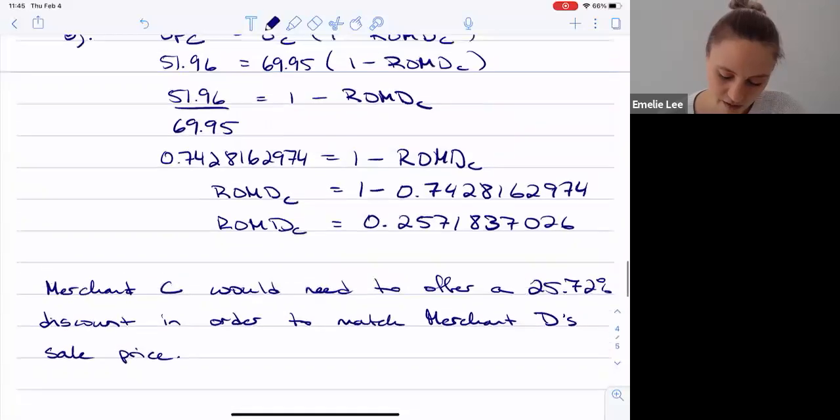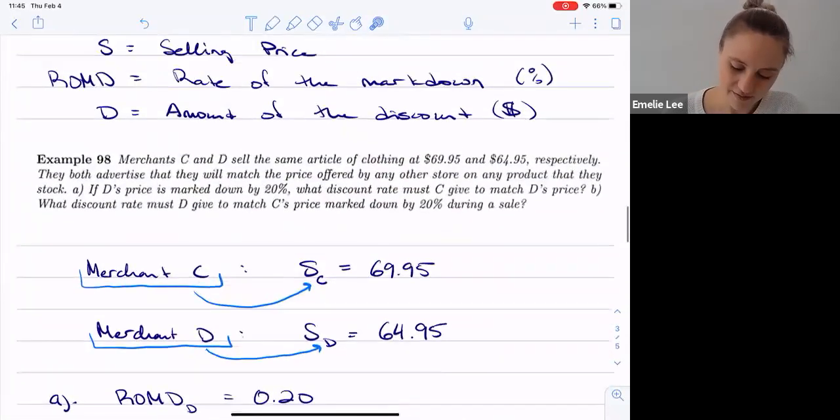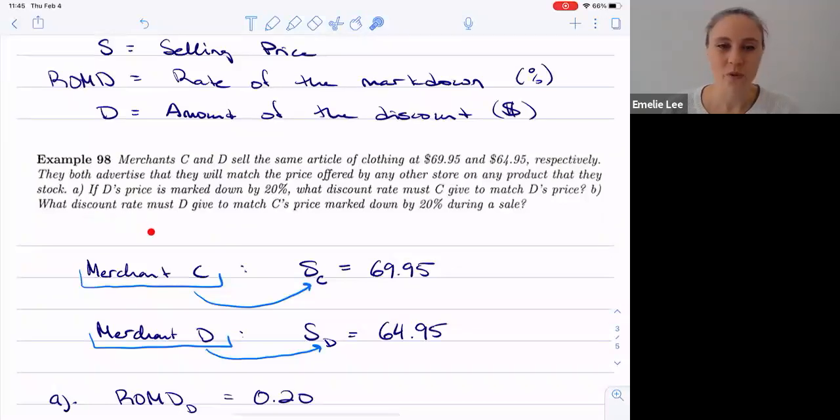All right, so let's see here. That was part A. Part B: what if the roles were reversed? Same style of calculation. So now we're just kind of practicing.